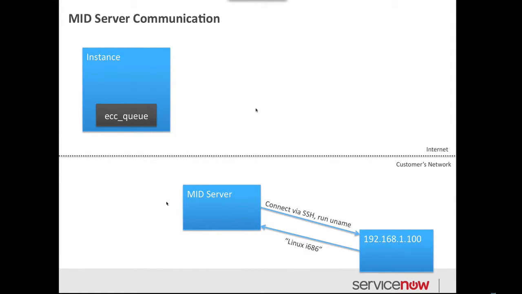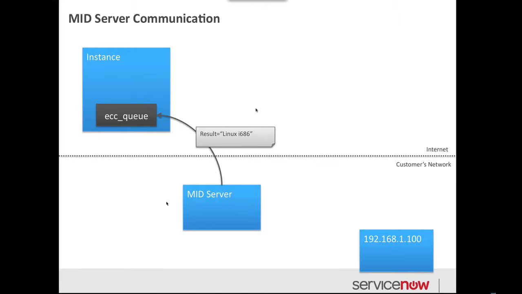Now the MID server grabs that command and says, oh, cool, I need to run an SSH command against this particular IP address, and it launches that command against it. The target is going to respond if you're able to connect to it. In this case, the target responds, oh, I'm a Linux i686. So the MID server gets that and packages it up into an XML file, and then sends that back into the ECC queue. Okay, I think that's pretty straightforward, right?